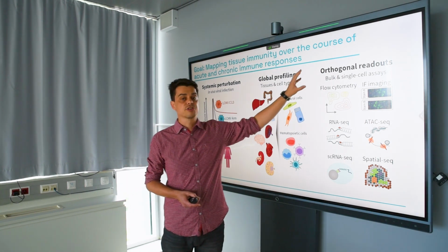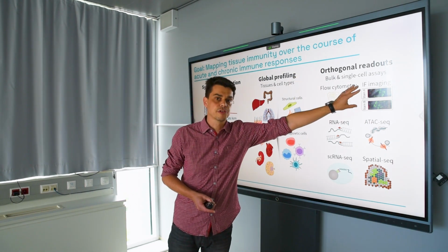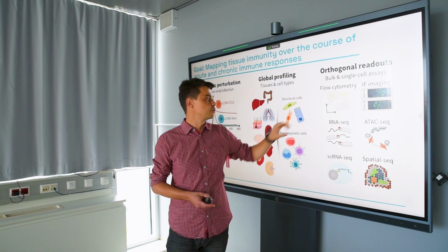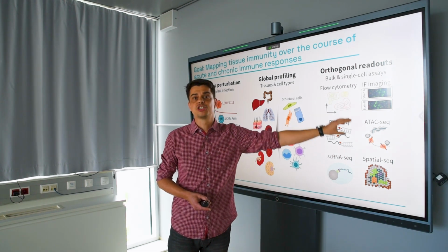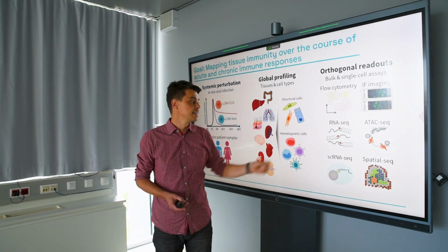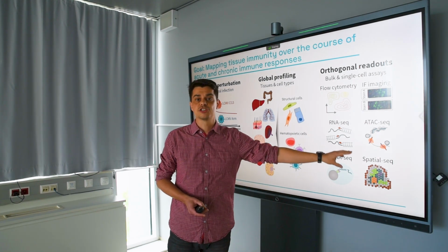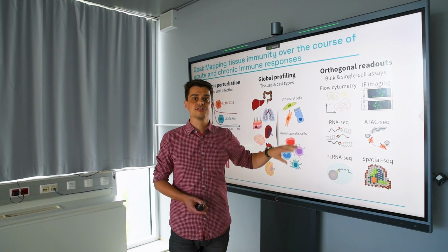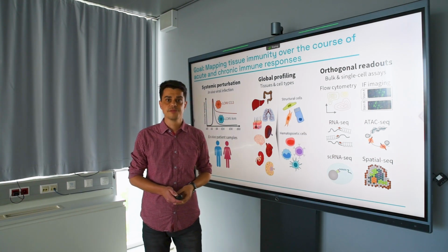So on the one hand, we use, for example, flow cytometry and immunofluorescent imaging. On the other hand, we also use bulk RNA sequencing and epigenome profiling using the ATAC-seq assay. And we perform single-cell RNA sequencing and spatial transcriptomics to really figure out what immune and structural cells are doing within tissues.